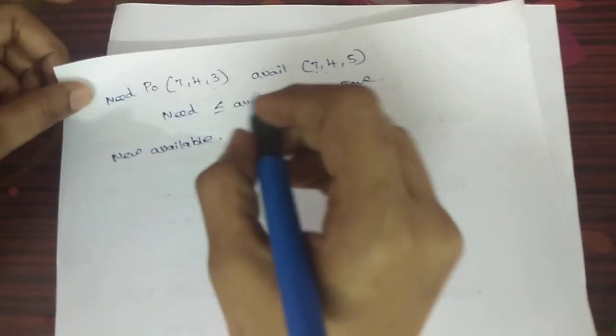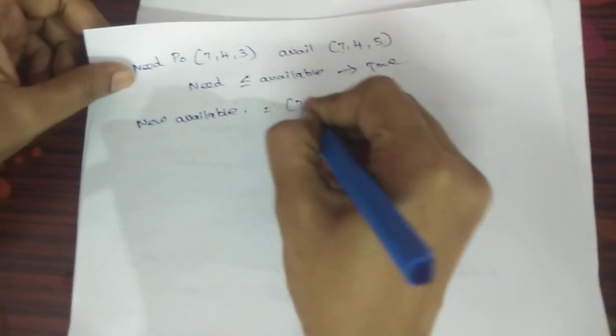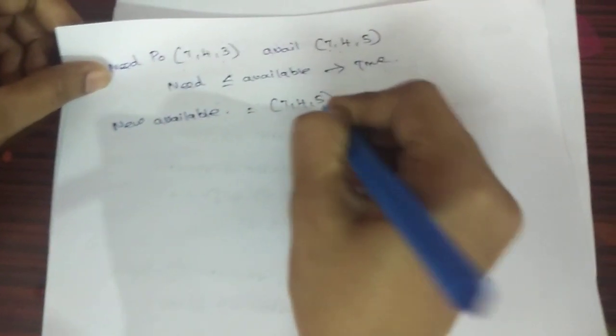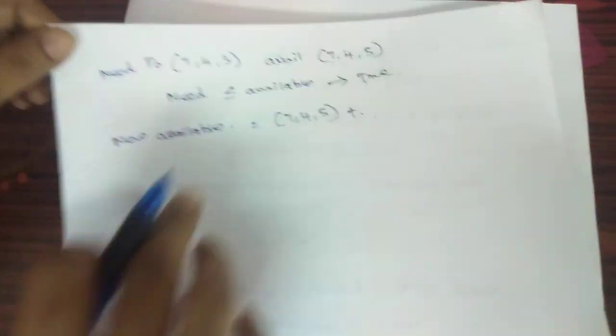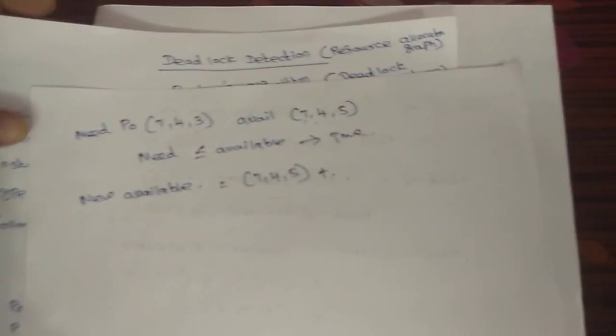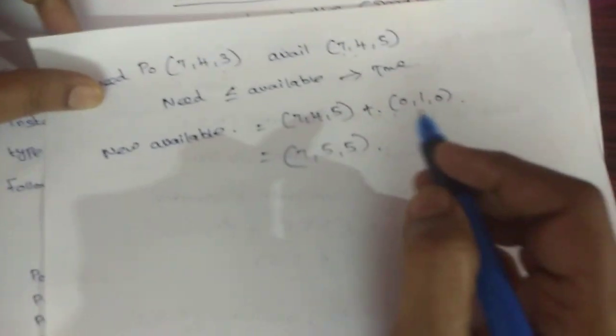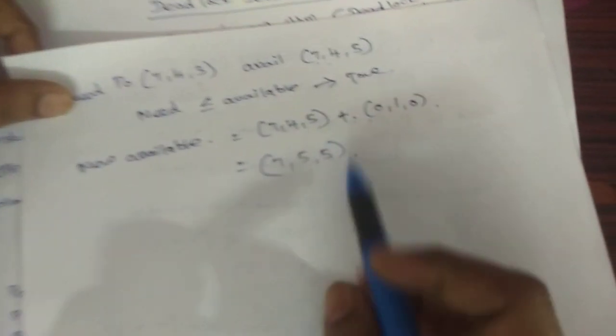What is the new available? Available plus allocation, that is 7, 4, 5 plus the allocation of process P0, that is 0, 1, 0. So we get 7, 5, 5. That is the thing we will be having.